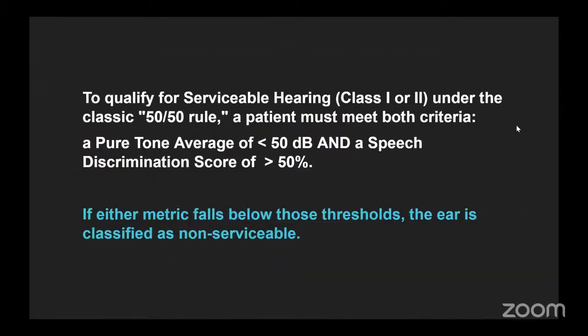So I'm sure you all know this rule. To qualify for serviceable hearing, class 1 or 2, under the classic 50-50 rule, a patient must meet both criteria: a PTA loss of less than 50 decibels and a speech discrimination score of more than 50%. If either metric falls below, then the ear is classified as non-serviceable.